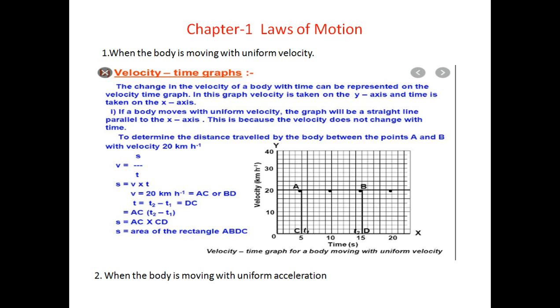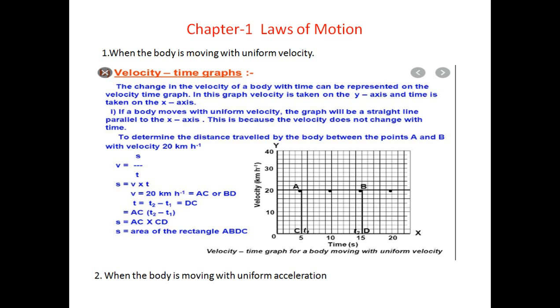The change in the velocity of a body with time can be represented on the velocity time graph. As we all know how to draw a graph, we first draw one vertical line and one horizontal line. The horizontal line is known as the x-axis and the vertical line is known as the y-axis. The y-axis represents the velocity or the distance covered by the body, and the horizontal line always represents time. Let's see an example here.